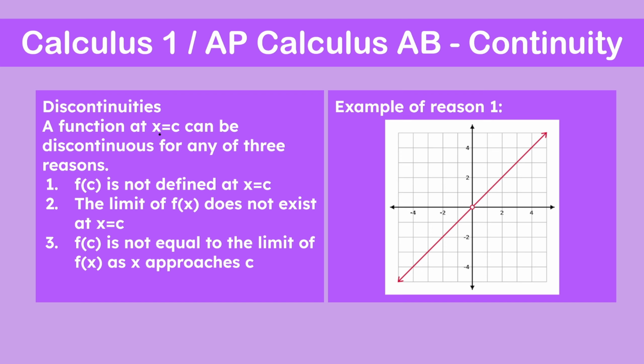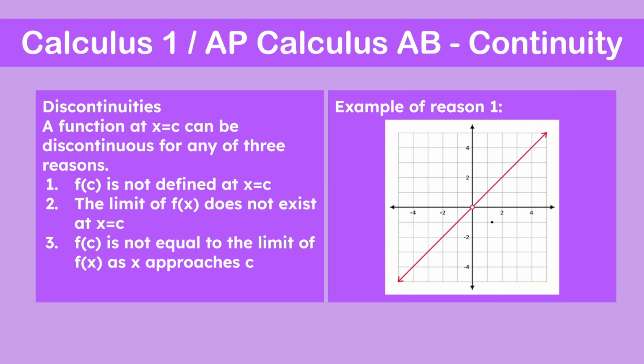A function at x equals c can be discontinuous for any of three reasons. f of c is not defined at x equals c, the limit of f of x does not exist at x equals c, or f of c is not equal to the limit of f of x as x approaches c. So for the first reason, f of c is not defined at x equals c.